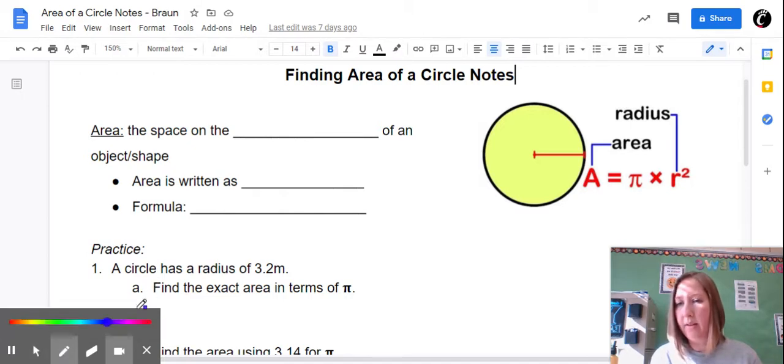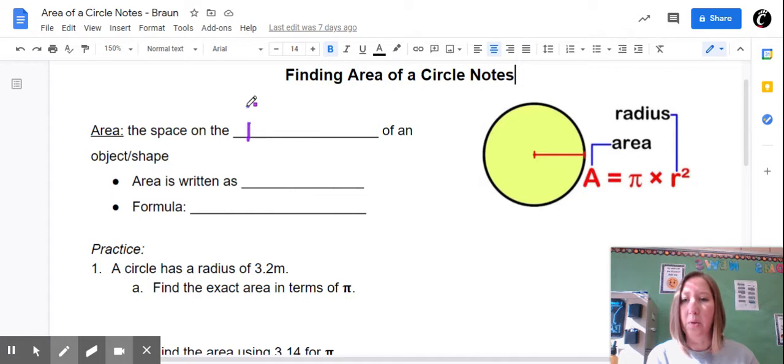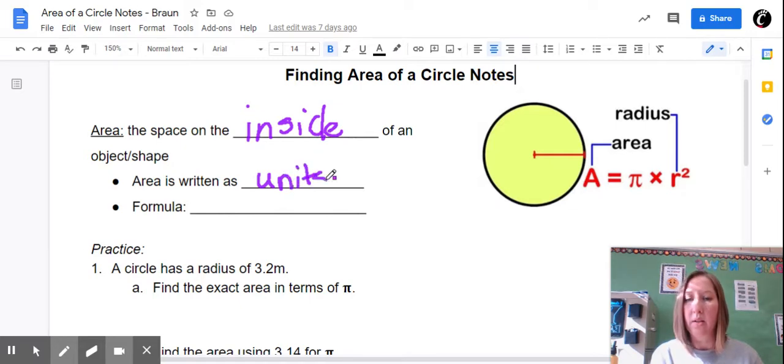On the inside of an object or shape. Okay, so area is written as, we want to report that as units squared. So if we have meters, it would be meters squared, or centimeters would be centimeters squared, yards squared, just units squared to the second power.